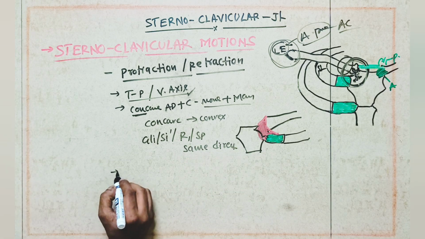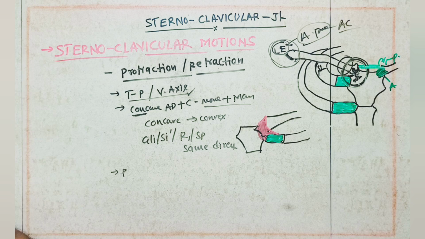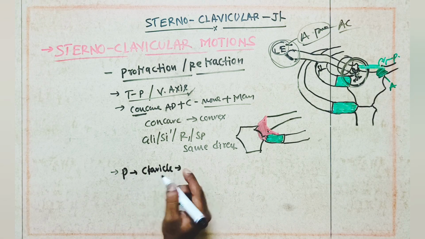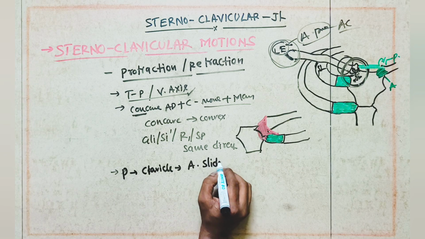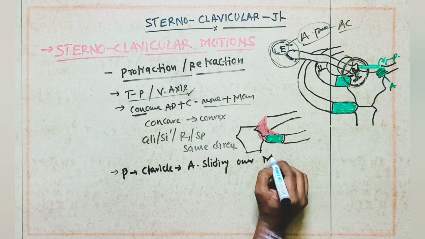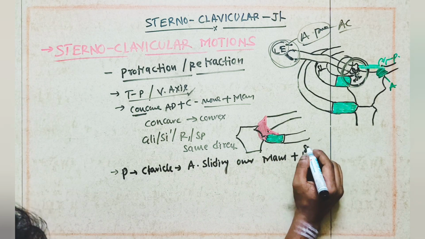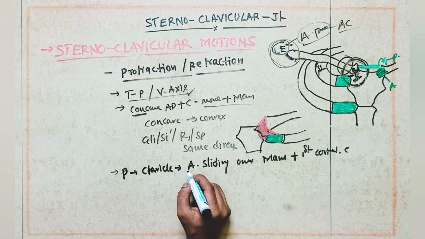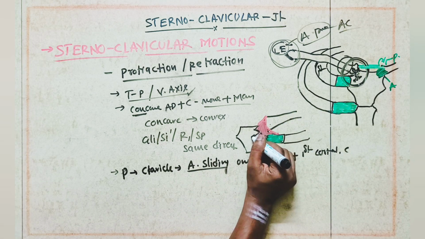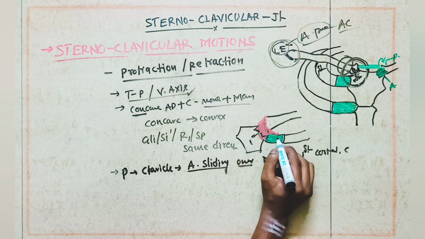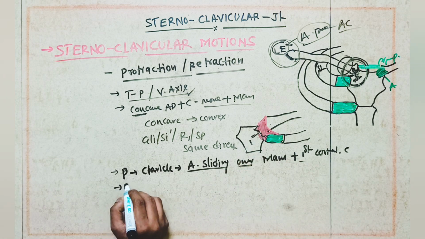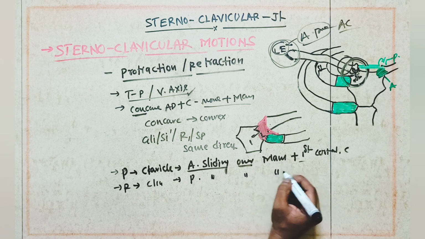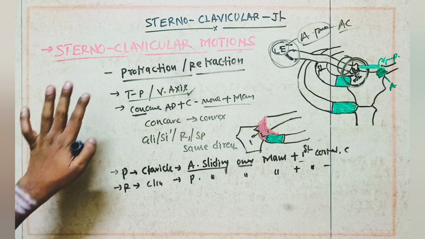Now we'll see what will happen in protraction. In the protraction, the clavicle will do anterior sliding over the manubrium plus first costal cartilage. So here the clavicle and disc together will do anterior sliding movement over the manubrium and first costal cartilage. If you see retraction, here clavicle is going to do posterior sliding over the manubrium plus first rib. So this is about the protraction and retraction.